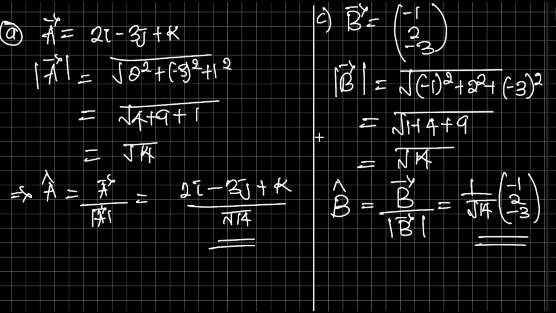Okay, so you can write a unit vector in unit form, in component form, and then in column form.